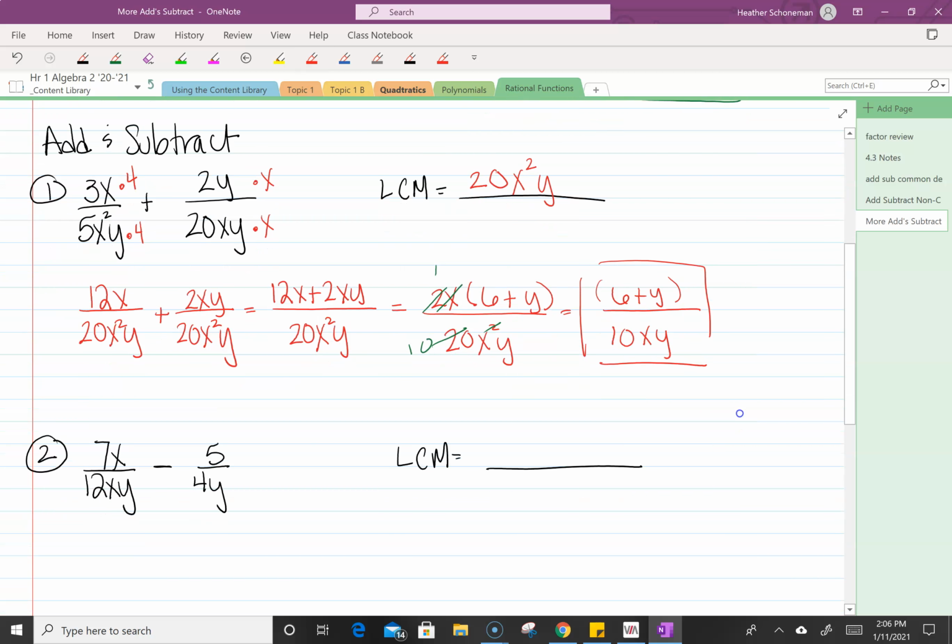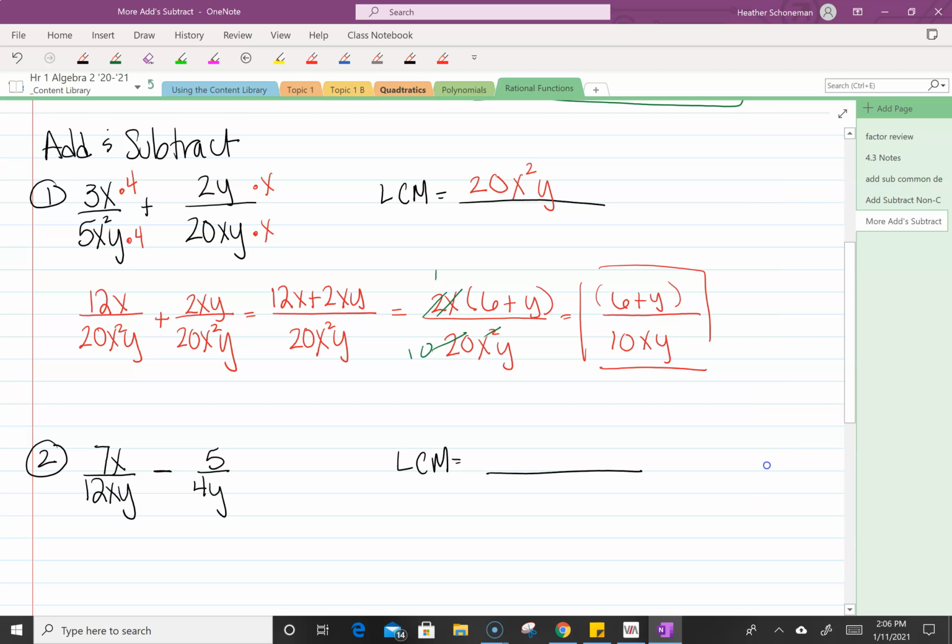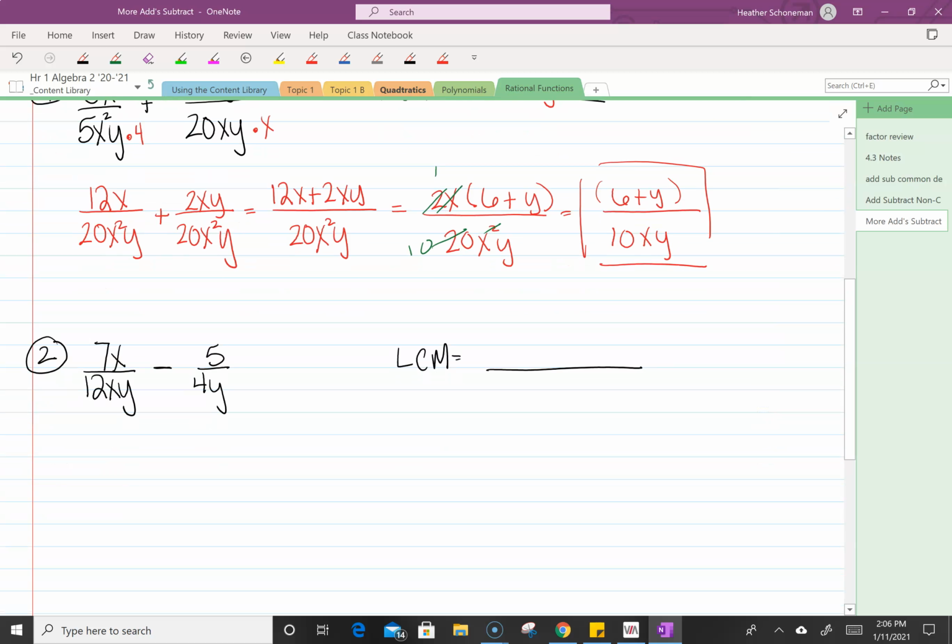They won't always reduce, but sometimes they will. So you've got to continue to keep looking for it, even though it doesn't happen the majority of the time. Okay, number 2.